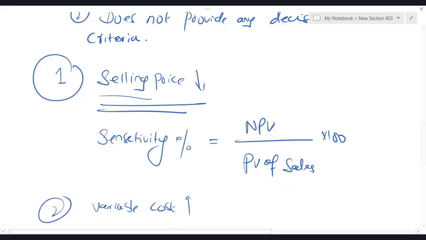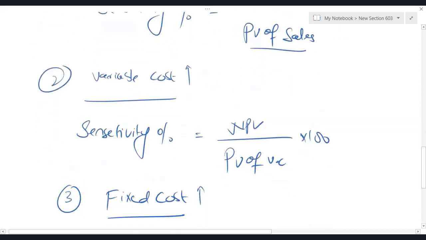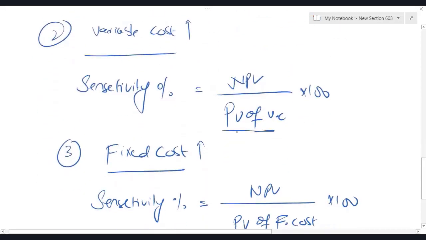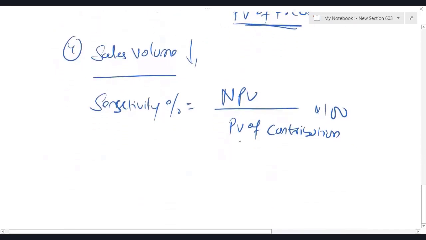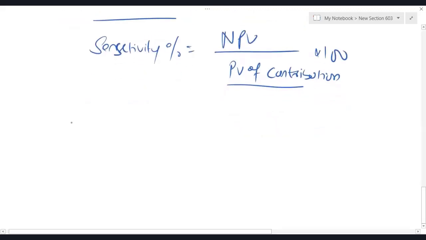If NPV is after tax, then present value of sales will also be after tax. If NPV is after tax, then present value of variable cost will also be after tax. If NPV is after tax, then present value of fixed cost will be after tax. If NPV is after tax, then present value of contribution will also be after tax. So the logic is, if your net present value is after tax, then all the variables will also be after tax.